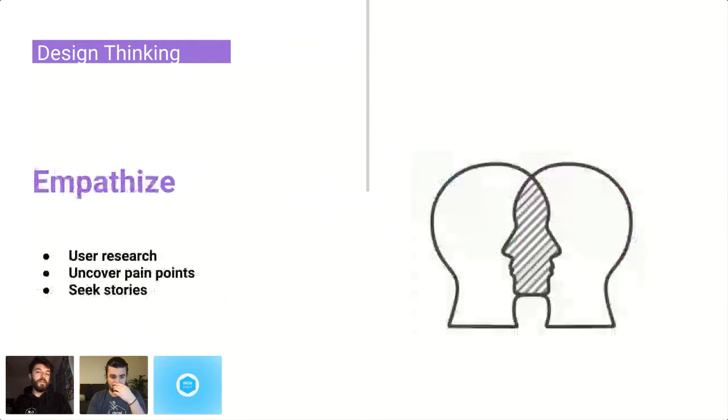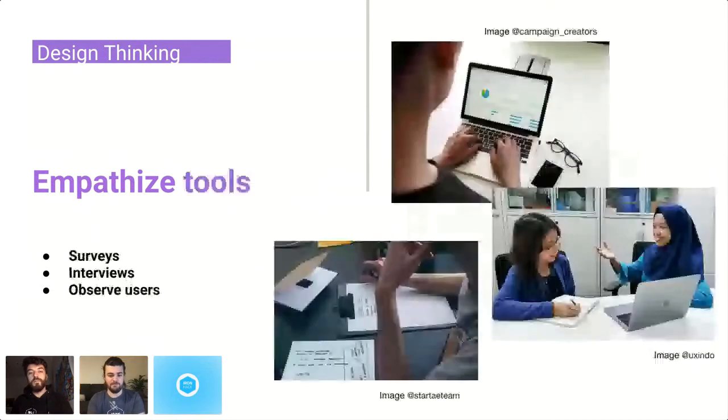is start with empathizing. Empathizing is really crucial, like all the steps. And to be able to empathize, we need to do user research. We need to understand what pain points the users have. We need to seek the stories of the users in their own words. So for this, we will use tools like surveys and interviews. We will observe the users.